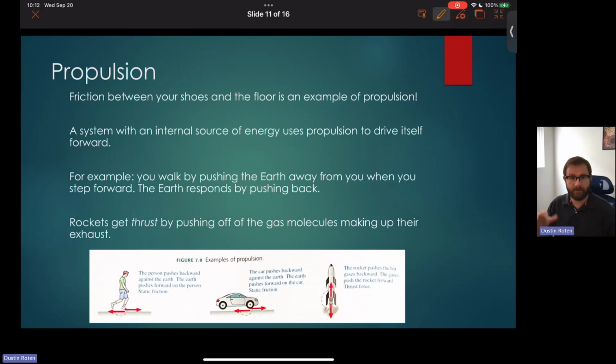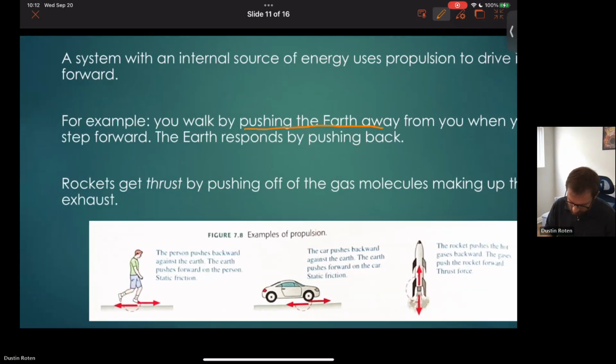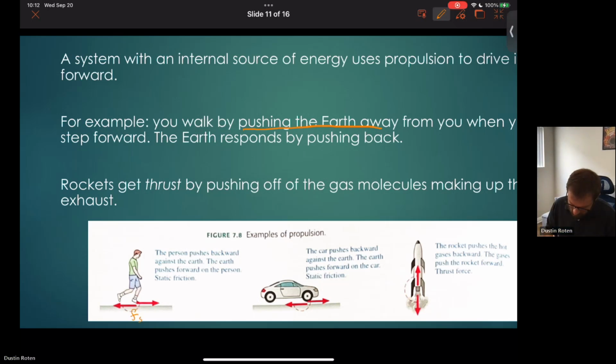Another example of propulsion and friction being used is actually getting you around and getting you moving. Essentially, propulsion is when a system uses an internal source of energy to drive itself forward. When you walk, you actually push the Earth away when you step forward. The whole idea here is that you're using static friction. Every time you put your foot down and push forward, you don't want your foot to slip. The fact that your foot doesn't slip allows you to push yourself forward.